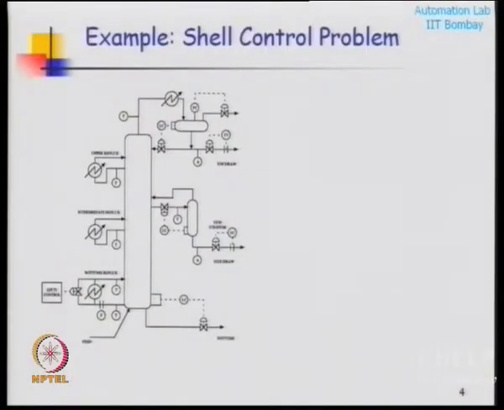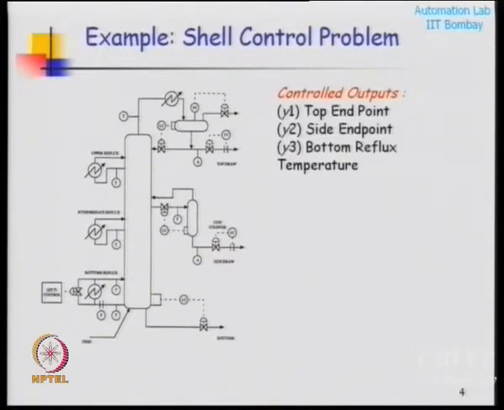Let's go to this plant. This is a distillation column plant. Don't worry if you don't understand distillation. There are things to be controlled that you can definitely appreciate. This is a distillation column in which you separate a mixture of chemicals using the difference between their relative volatilities. This is an industrial column of Shell. You want to control the top end point, meaning top product quality, the side end point, meaning side product quality, and the temperature at the bottom. These three things are the controlled outputs from the viewpoint of operating the system.